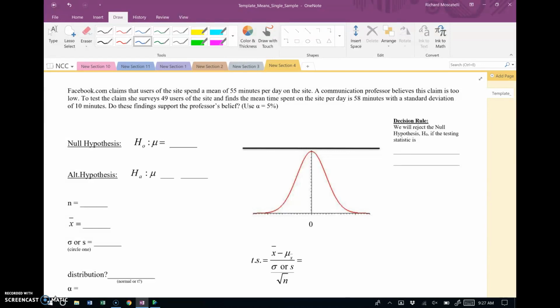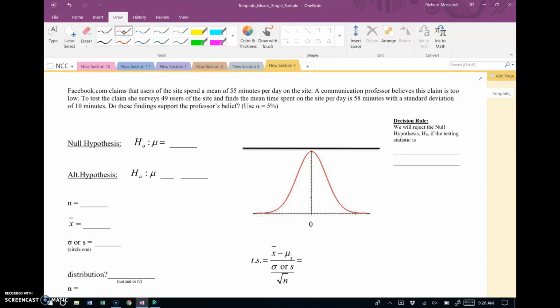This is about time spent on Facebook. It says Facebook.com claims that users spend a mean of 55 minutes per day on the site. A communication professor believes this claim is too low. In other words, this professor feels that its users are spending more than 55 minutes on the site. To test the claim, she surveys 49 users and finds they spend a mean time of 58 minutes with a standard deviation of 10 minutes. Remember, that mean and standard deviation are on those 49 people, so those are sample statistics. The question asks, do these findings support the professor's belief? Use a 5% significance level.